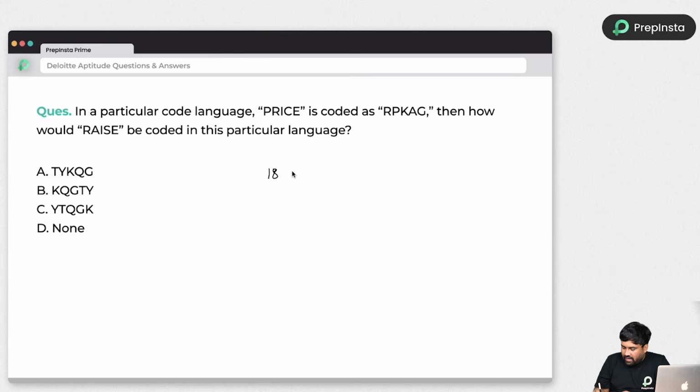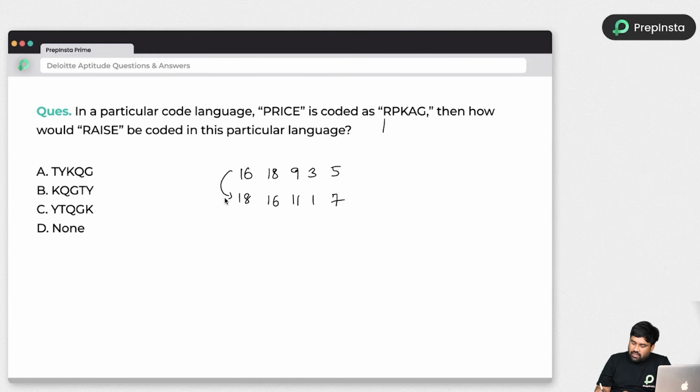P is nothing but 18. Sorry, R is nothing but 18. P is nothing but 16. I is nothing but 9. C is nothing but 3. E is nothing but 5. And R is nothing but 18. P is nothing but 16. K is nothing but 11, 1, and 7.